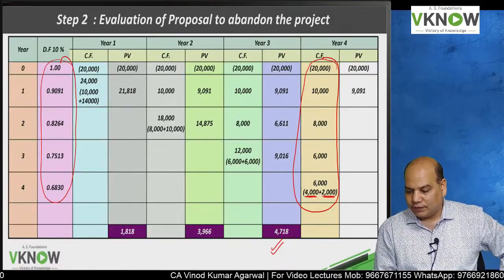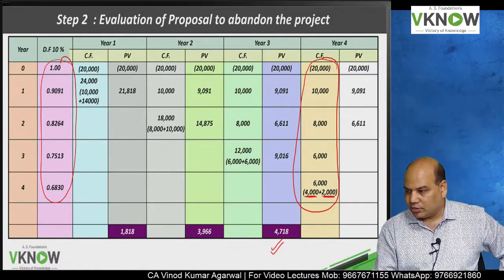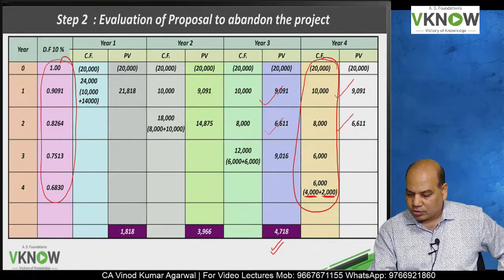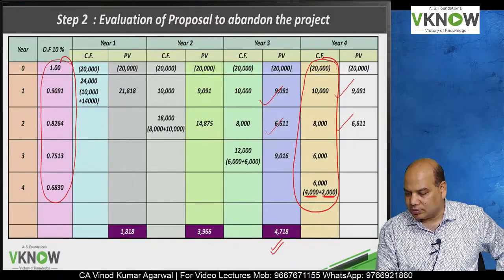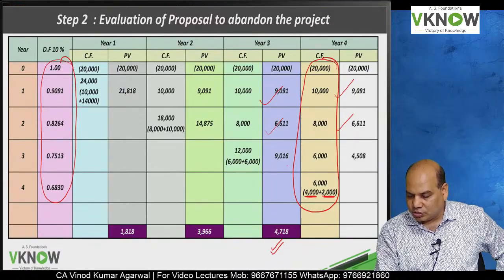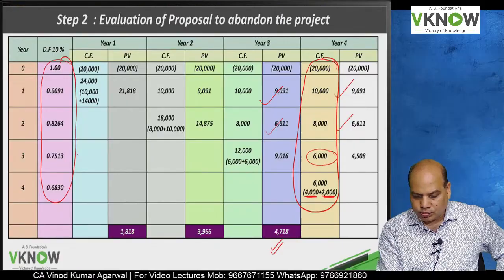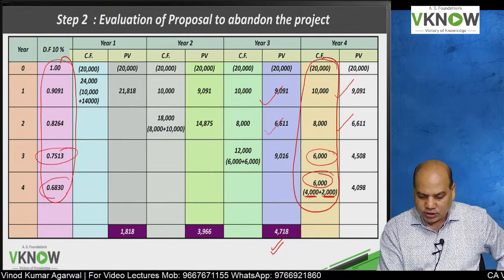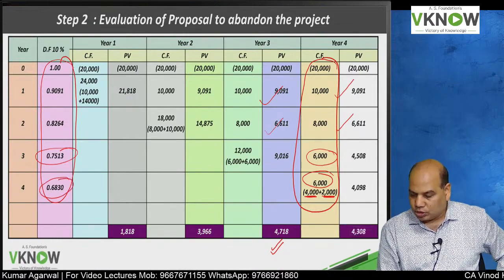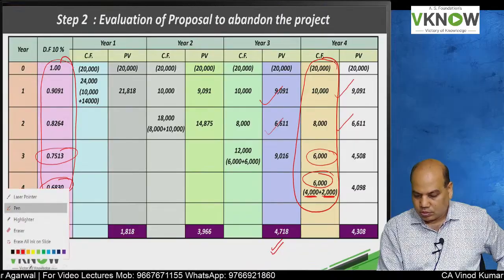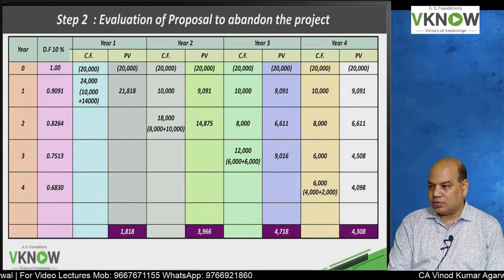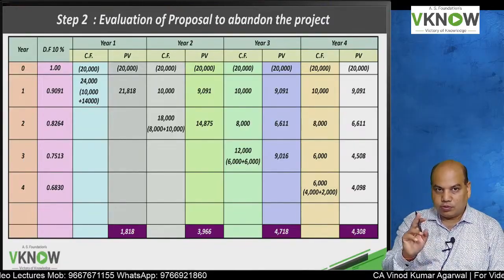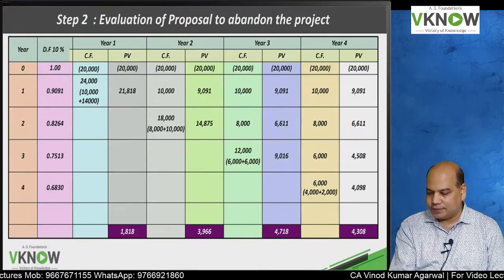Student should write fast. Sometimes you should play smart. Already here we have done the calculation. For the same cash flow we'll get the same answer. Only here we'll change 6,000 into 0.7513, 6,000 into 0.6830. Total 4308. And we have also done the calculation for year 5.